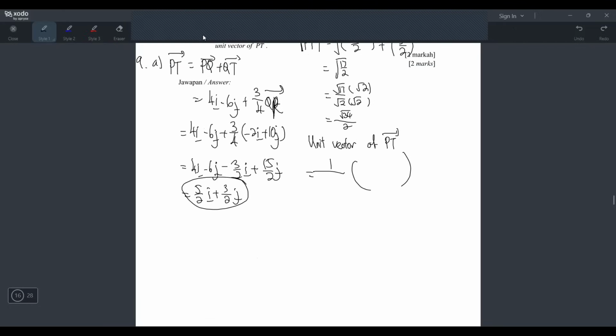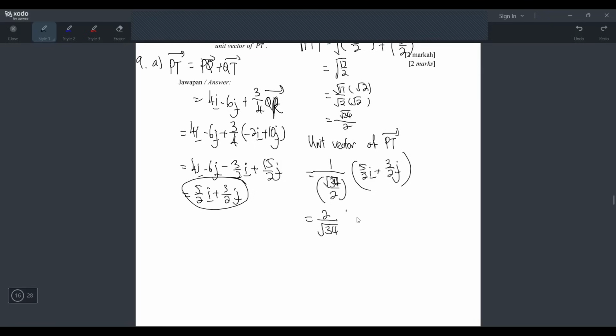And remember the formula. What's the formula? The formula for unit vector is 1 bahagi magnitude. And the magnitude, I find it already. It's square root 34/2. All right. And then times with the vector in terms of ij, which is 5/2i plus 3/2j. And this one, you can actually tulis atas. But when you tulis atas, you have to terbalikkan. Macam ni. So dia akan jadi 2 over square root 34 because sudah terbalik. Kenapa kena terbalik? Because 1 bahagi square root 34/2 means 1 times 2 over square root 34. Okay, that's why it's terbalik.